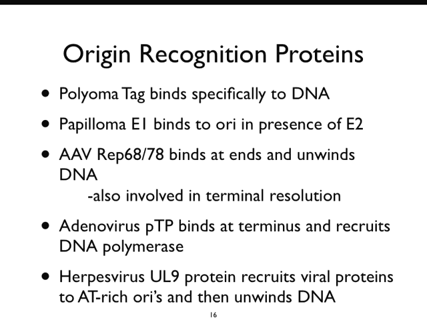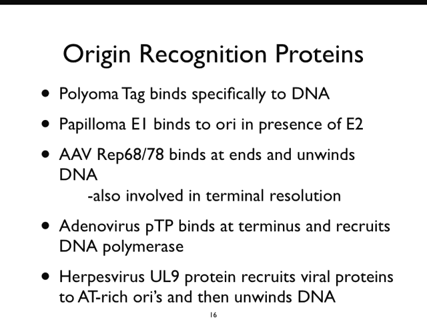The parvoviruses have a protein Rep68 and 78, and I said to you before that there are two proteins, and one is a subset of the other. But what they do is bind at the ends of the single-stranded DNA and the double-stranded molecule, and they unwind the DNA, allowing for access. It's interesting because this protein is also involved in terminal resolution, and you don't know what that is, but we'll explain that as we go forward.